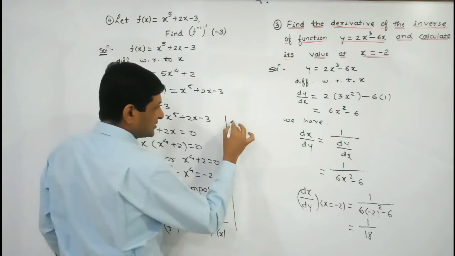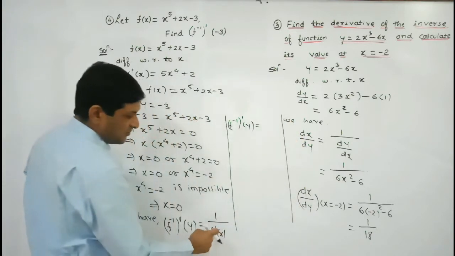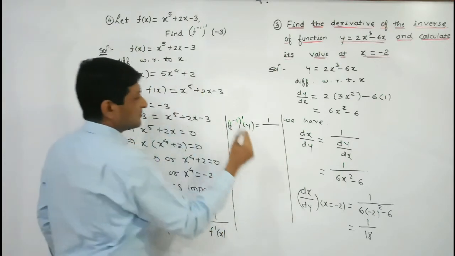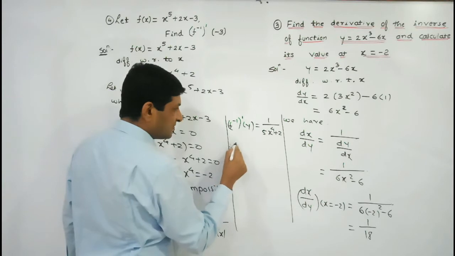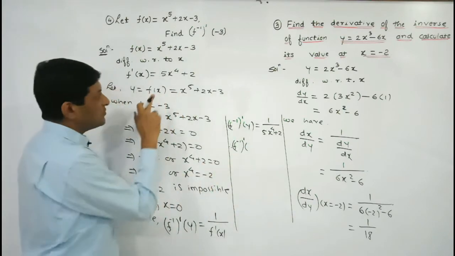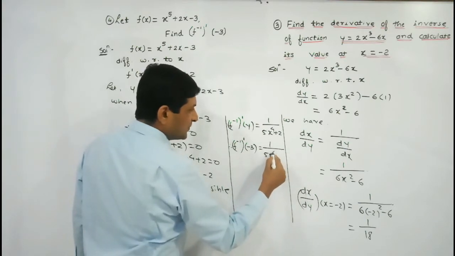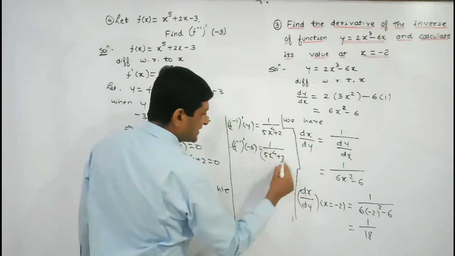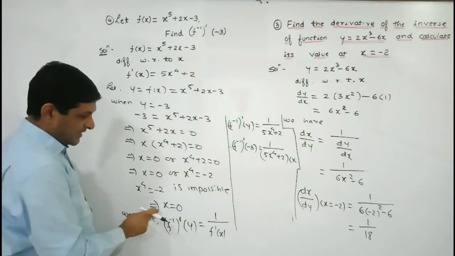So f inverse dash of y will be equal to, now we are substituting the value of f dash of x, 1 upon, what is the value of f dash of x? F dash of x is equal to, here what we have got, 5x raised to power 4 plus 2. Therefore the value of the derivative of f inverse at y, what is the value of y here? Minus 3, will be equal to 1 upon 5x raised to power 4 plus 2, keep it as it is, at x equal to what? At x equal to, what result we have got here? When the value of y is equal to minus 3, at that time x will be equal to 0.